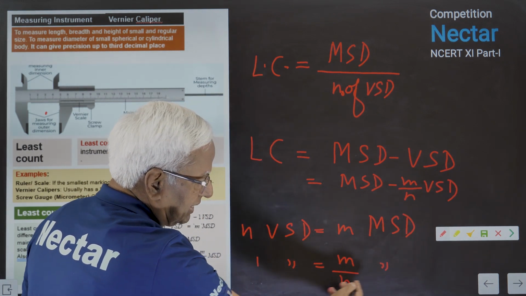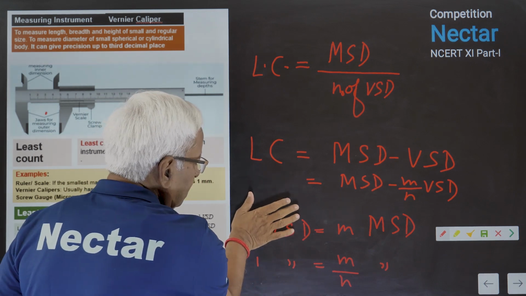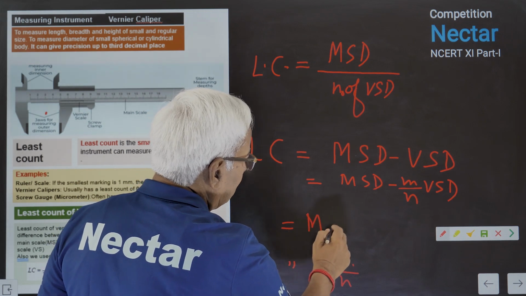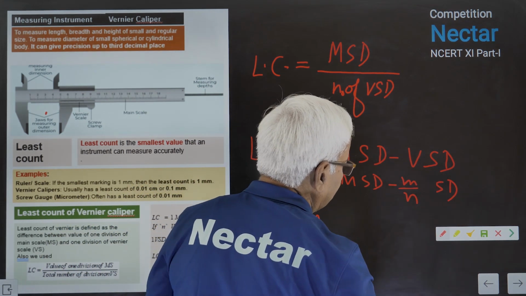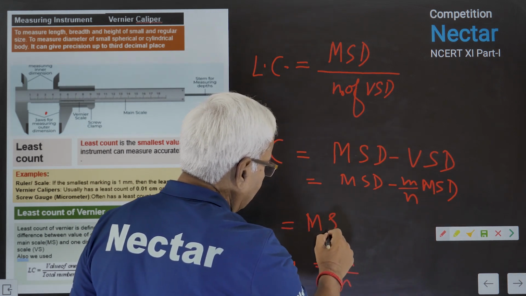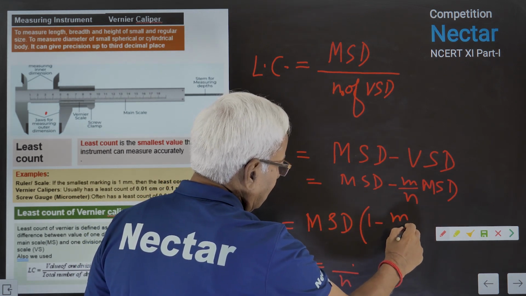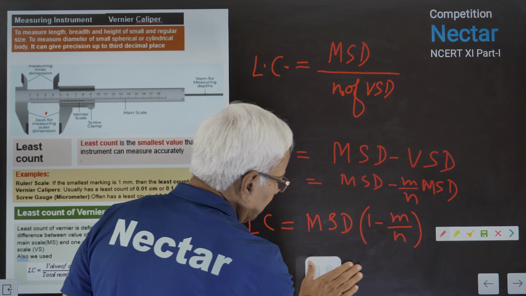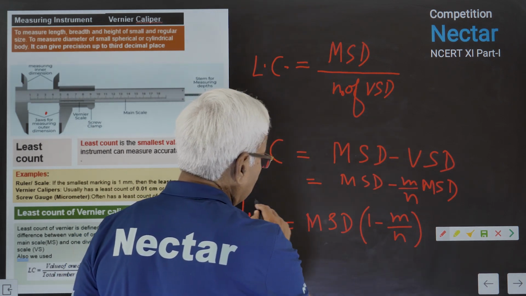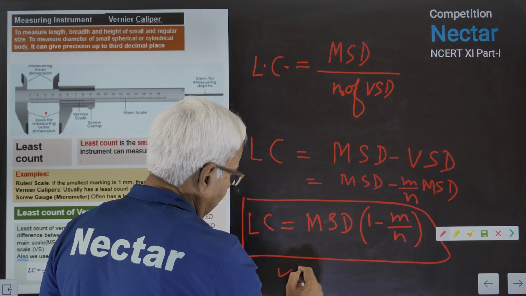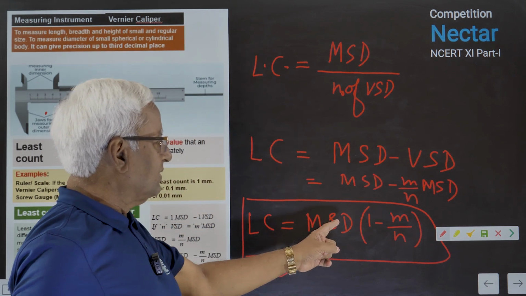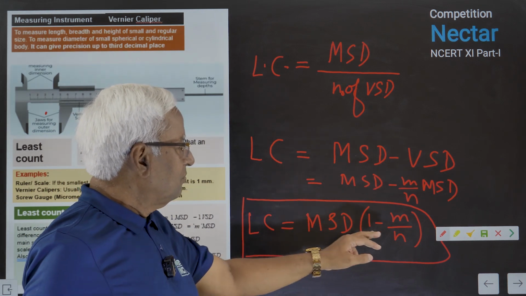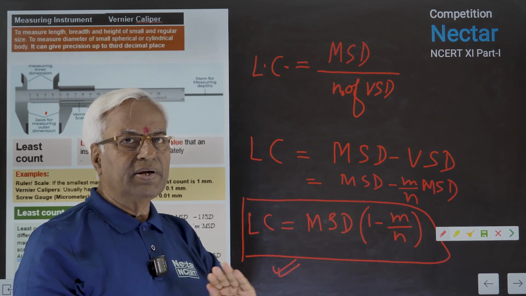We have taken the help of this result. By putting this value, you conclude with one very common result: (1 minus M upon N) MSD, this is the least count. It means we could get the relation for least count in terms of main scale division, provided you know that N VSD are equal to M MSD.